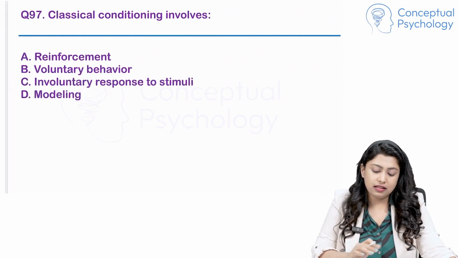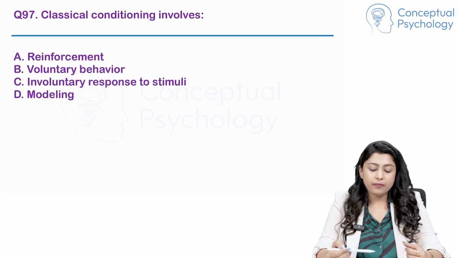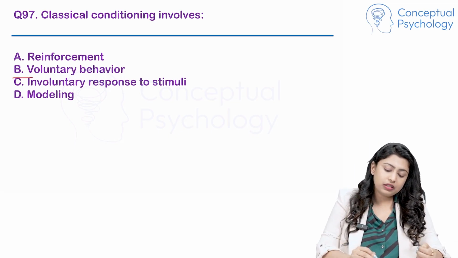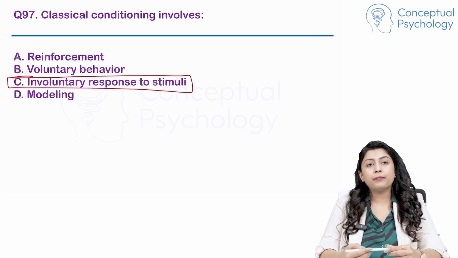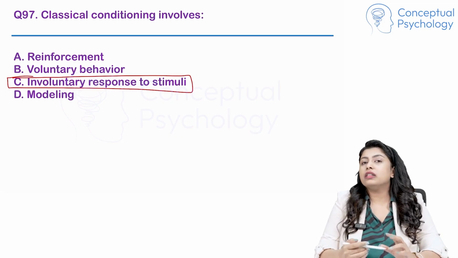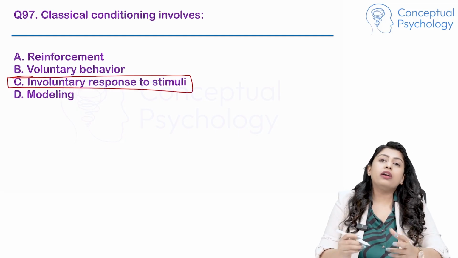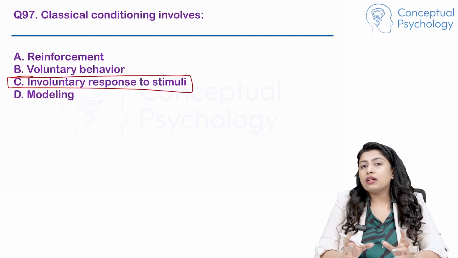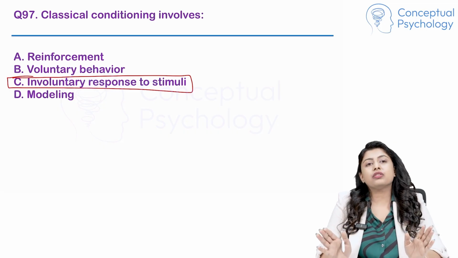Hence, C is the correct answer. Now, classical conditioning involves reinforcement, voluntary behavior, involuntary response to stimuli, and modeling. So, here it involves involuntary response to stimuli. Classical conditioning involves learning associations between stimuli that lead to involuntary or reflexive responses. The conditioned response occurs automatically when the conditioned stimulus is presented without any conscious control.